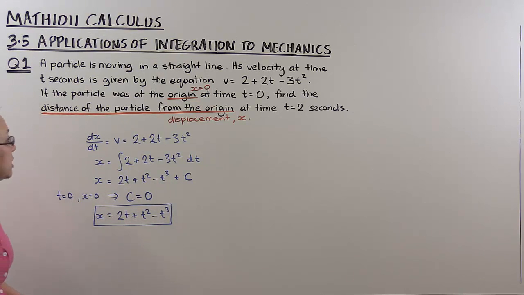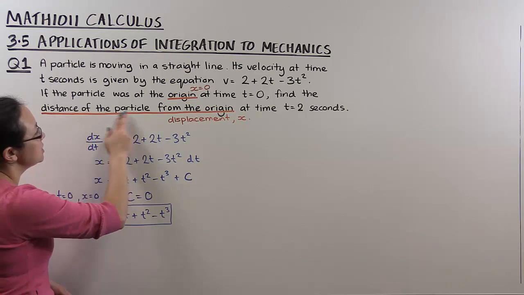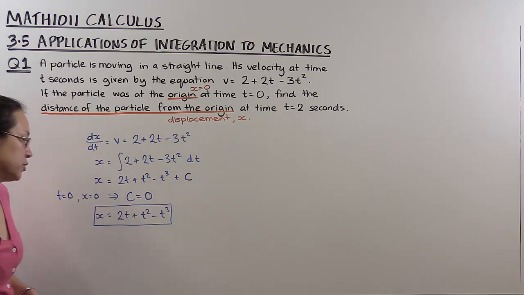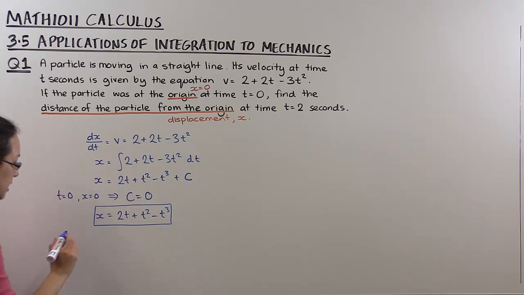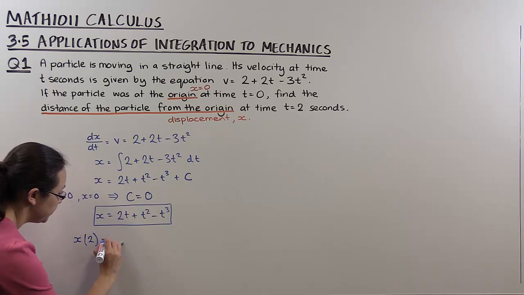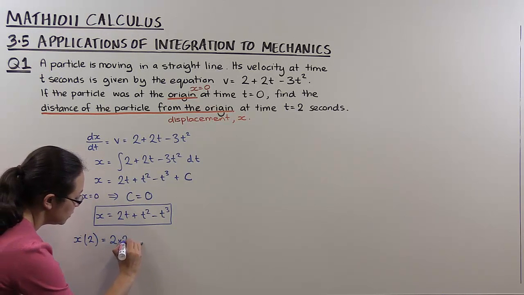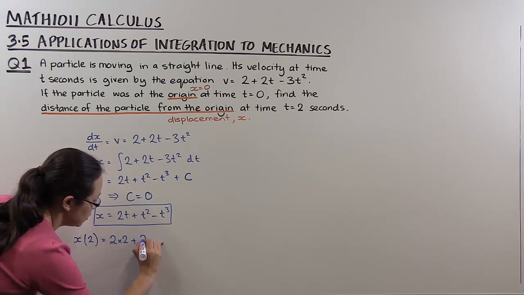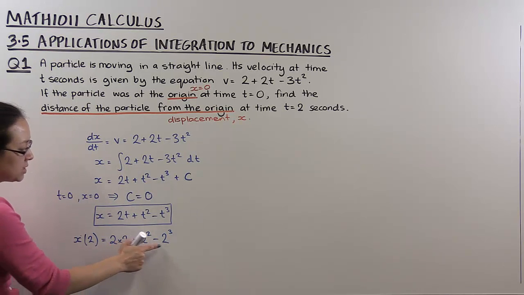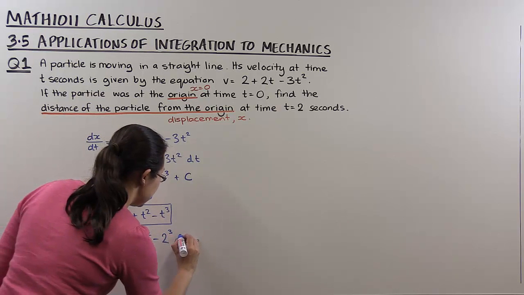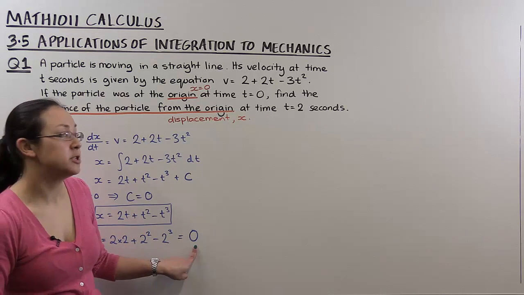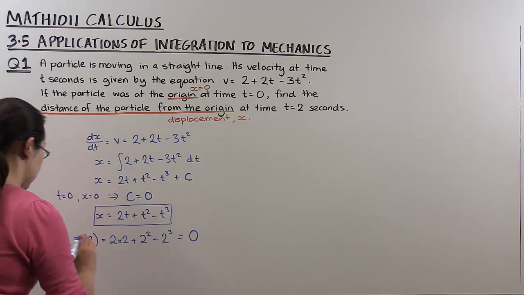Now, to answer the question, we wish to find the distance of the particle from the origin, or the displacement, when t equals 2. So we want to substitute t equals 2 in here. So finding x of 2, that's 2 lots of 2, plus 2 squared minus 2 cubed. Well, that's 4 plus 4 minus 8. That's 0. So it's actually 0 meters from the origin after 2 seconds.